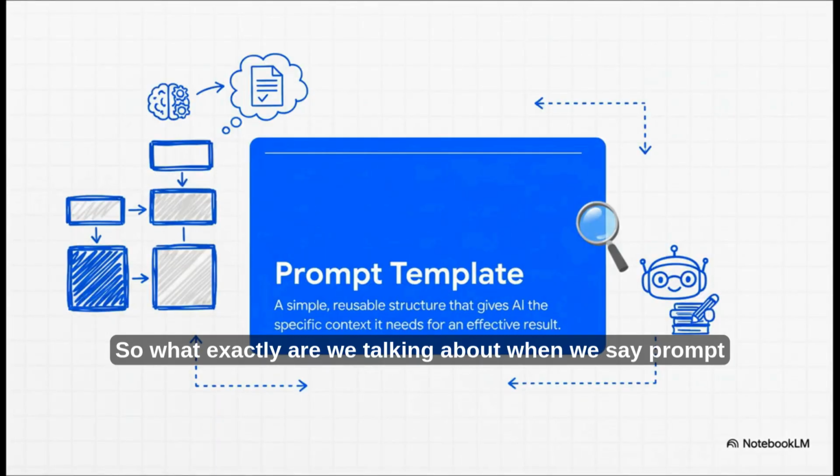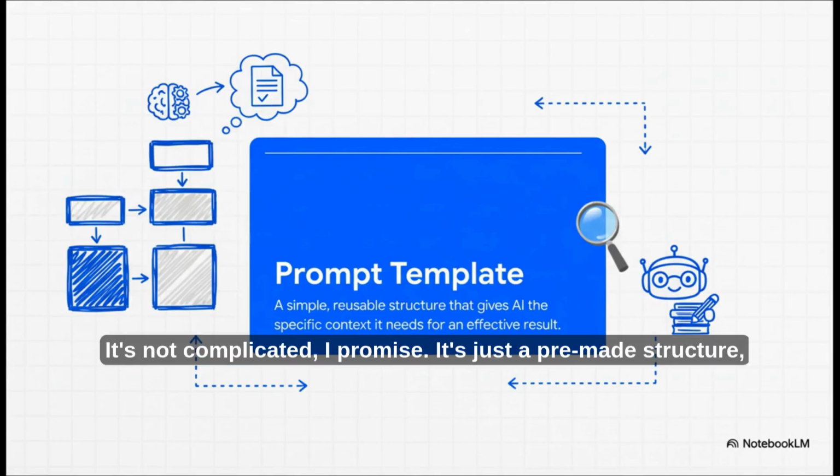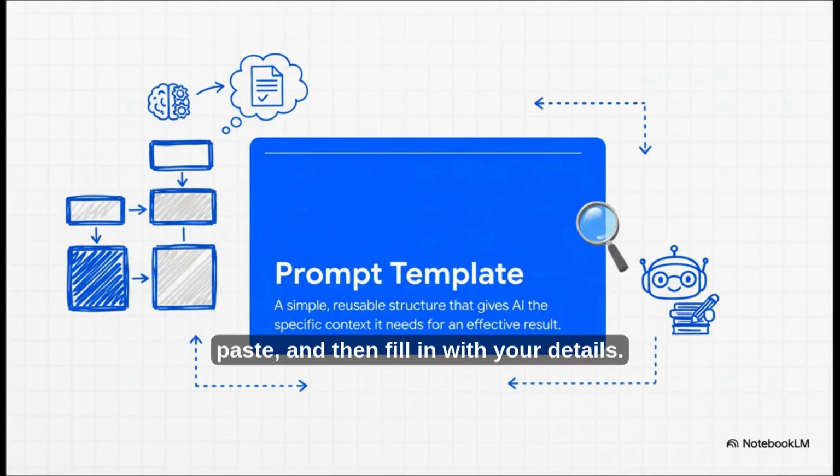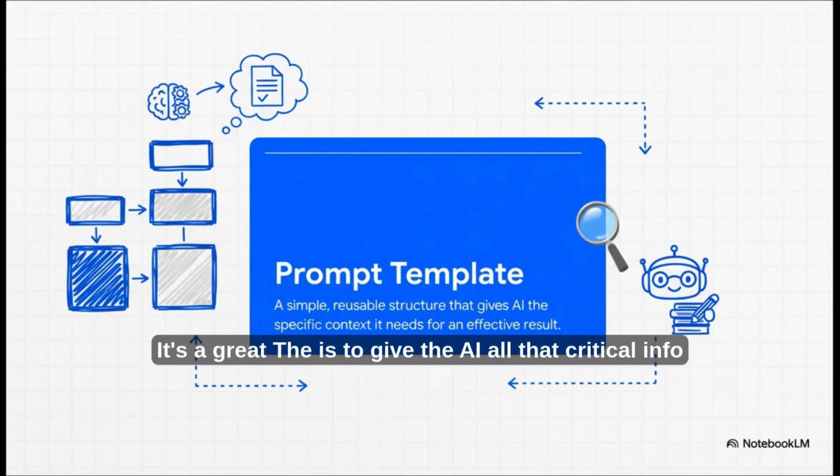So what exactly are we talking about when we say prompt template? It's not complicated, I promise. It's just a pre-made structure, usually only 2 or 3 sentences long, that you can copy, paste, and then fill in with your details. Its whole job is to give the AI all that critical info it's missing, so it can finally give you the effective, useful result you were hoping for in the first place.